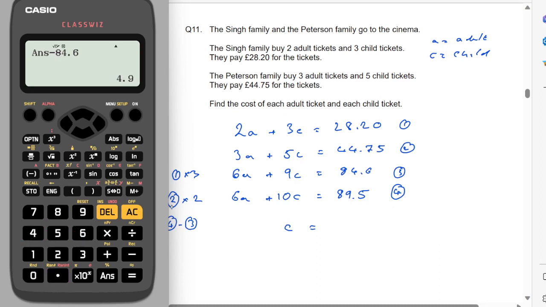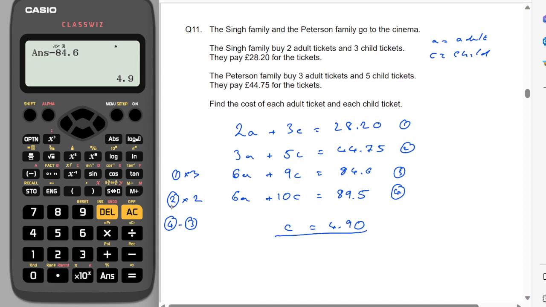A child's ticket is £4.90. Right, I'm going to sub my value for C into one of my initial equations. So I'm going to sub C into equation 1. Doesn't really matter which one.